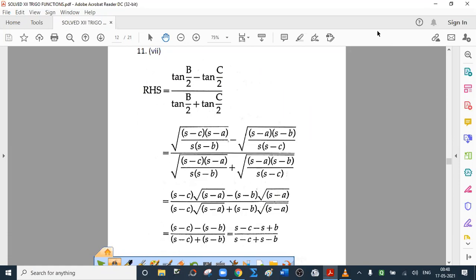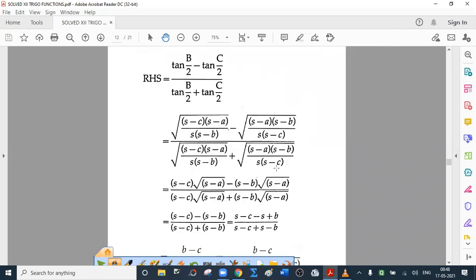So what is tan B by 2? Root of (s minus c)(s minus a) upon s(s minus b). Similarly, write for tan C by 2. Now simplify, because LCM is root of s into (s minus b). I'm sorry, LCM is root of s(s minus b)(s minus c). So this becomes (s minus c) root (s minus a) minus (s minus b) root (s minus a) upon (s minus c) root (s minus a) plus (s minus b) root (s minus a).